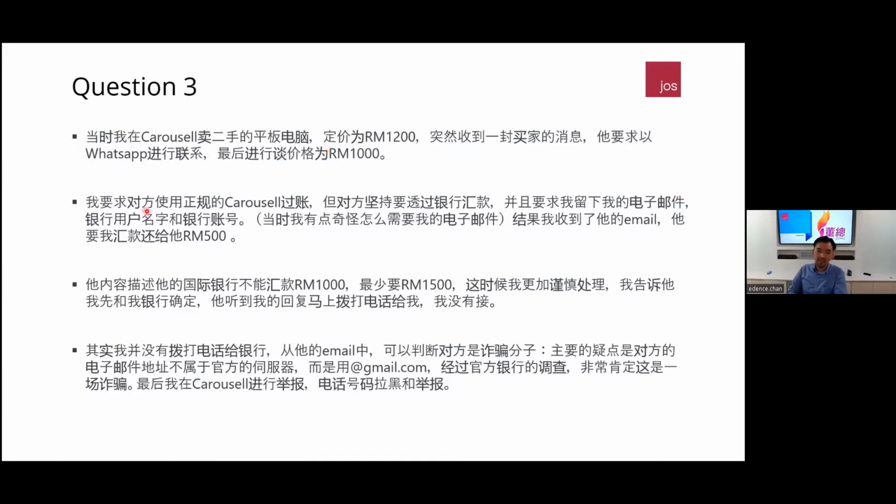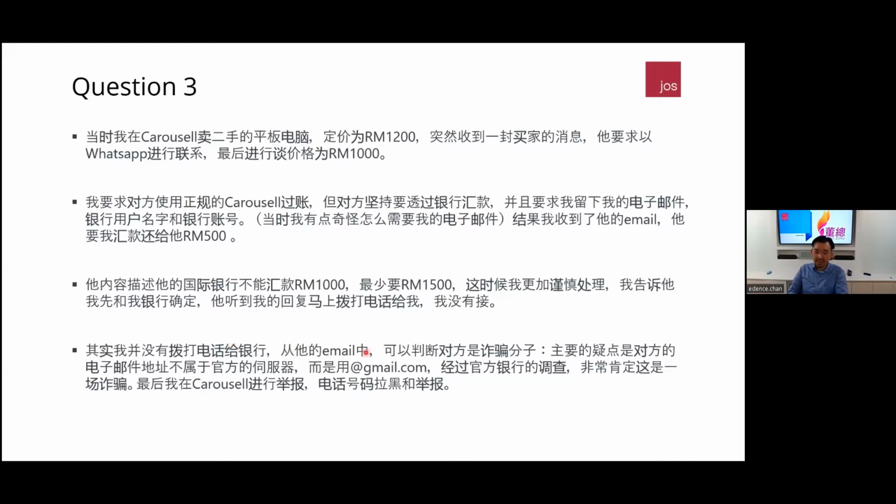So, the seller from Carousell is requesting that instead of going through the Carousell payment system, the seller insists on direct payment. The seller emailed the buyer to make a deposit of 500 ringgit. The seller described that because this is an internal TT to an external bank, the victim should deposit a minimum of 1,500. That alerted the victim, who said he or she would check with the bank.